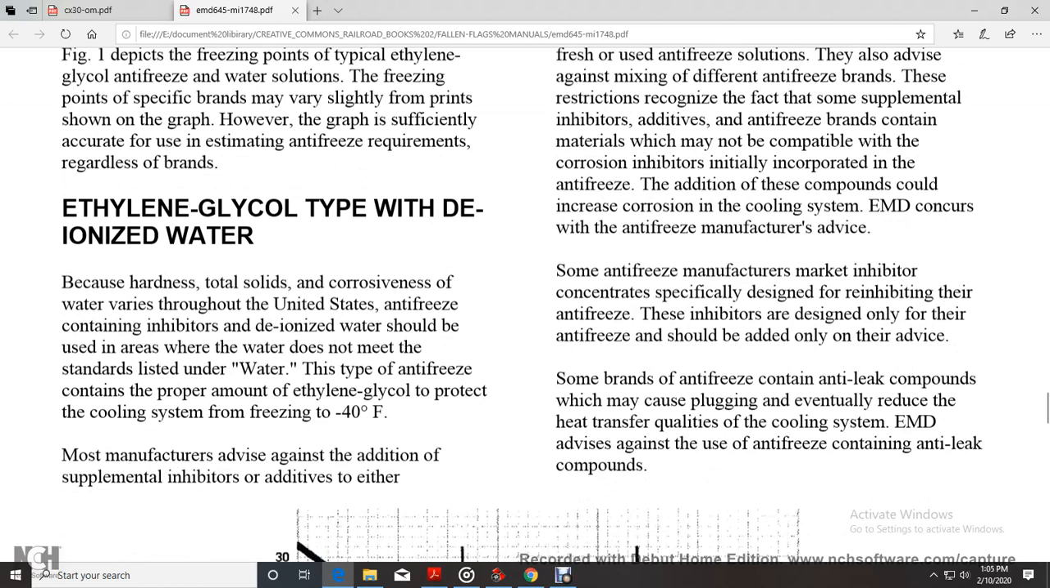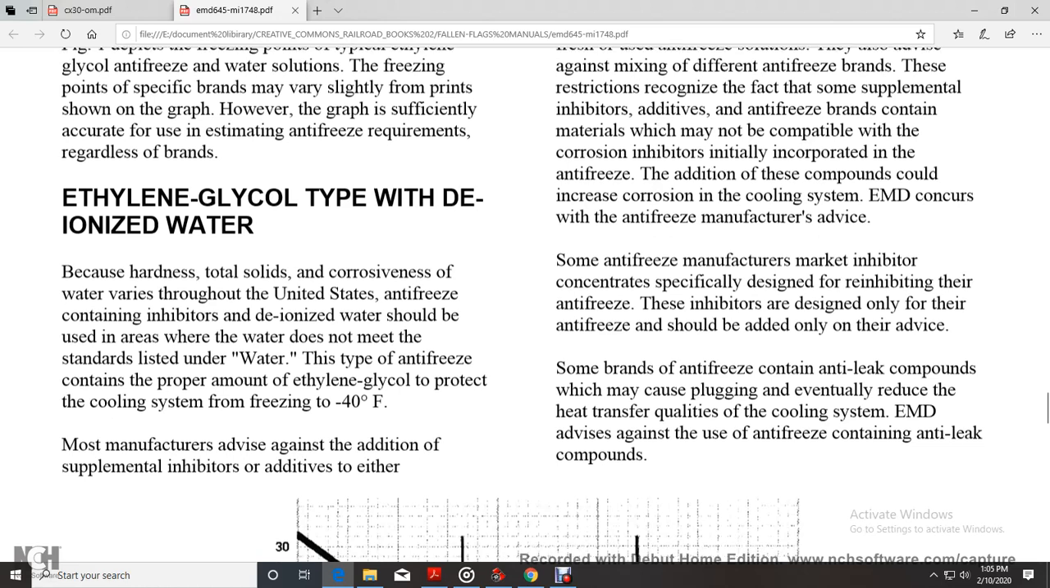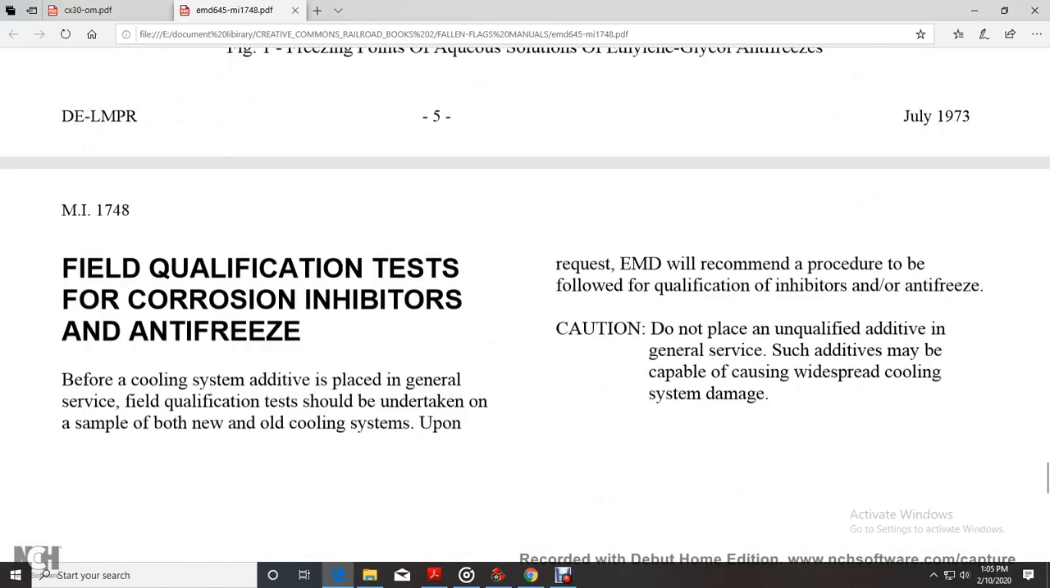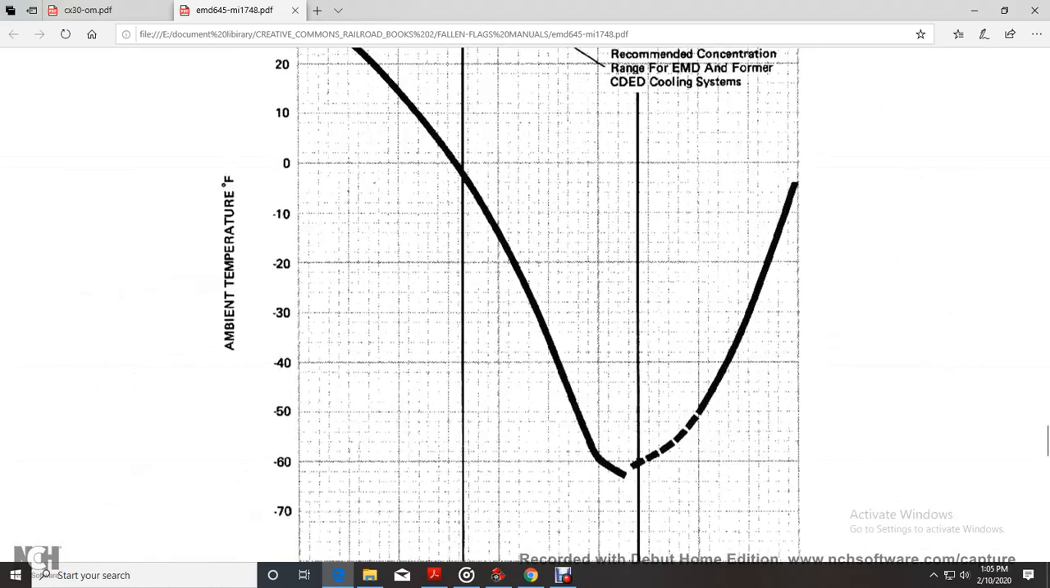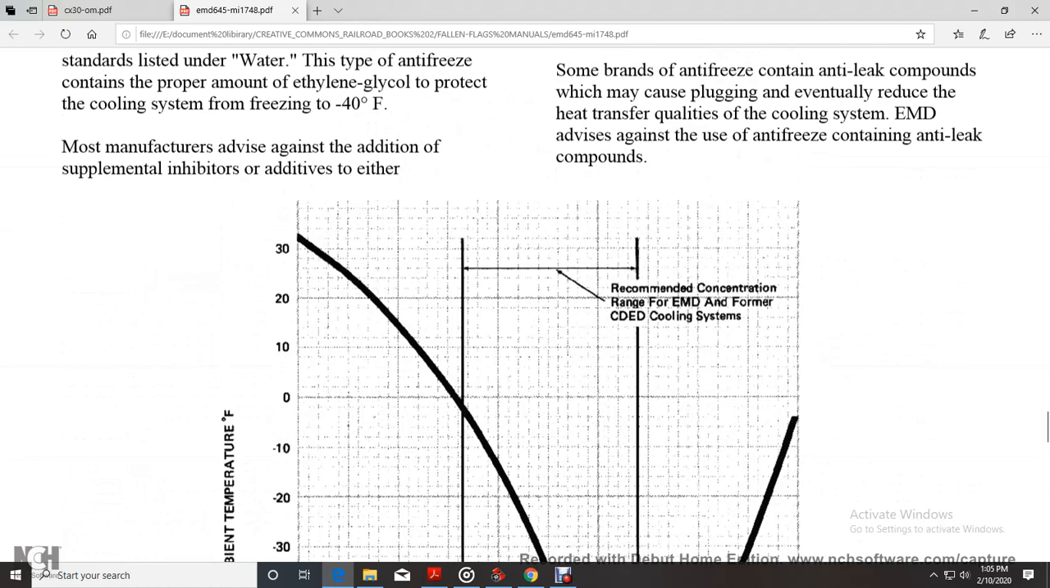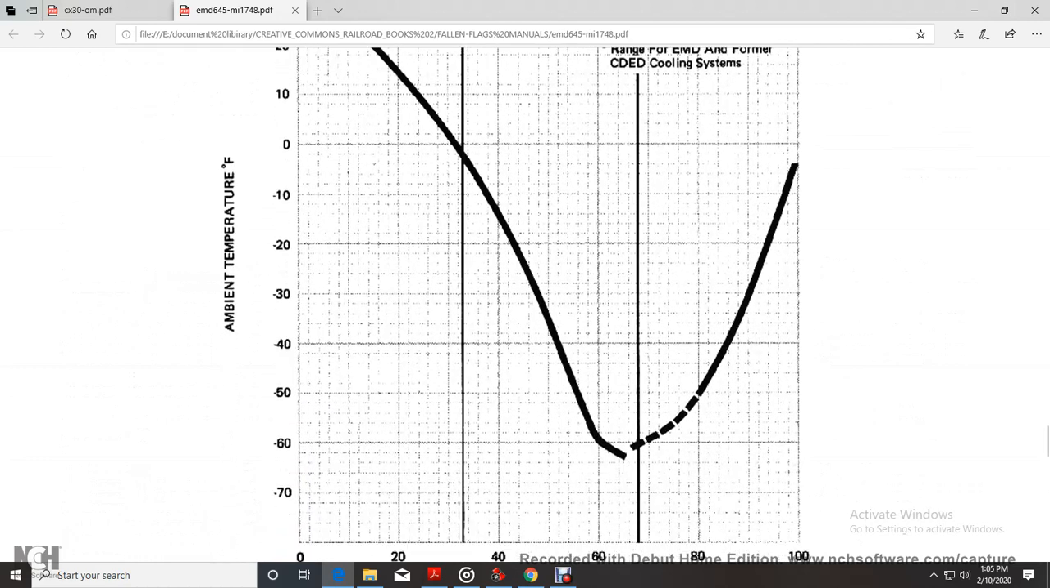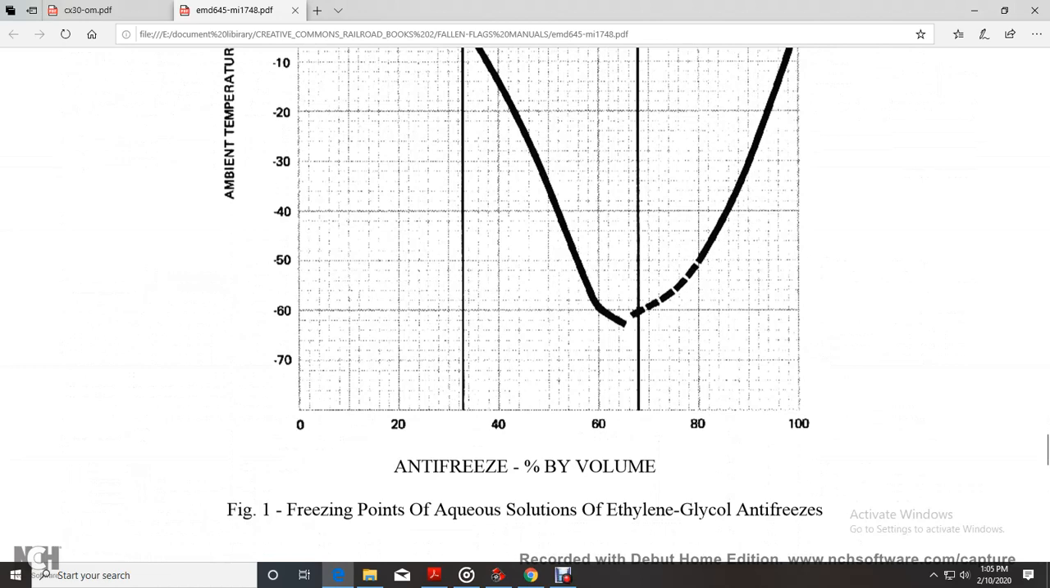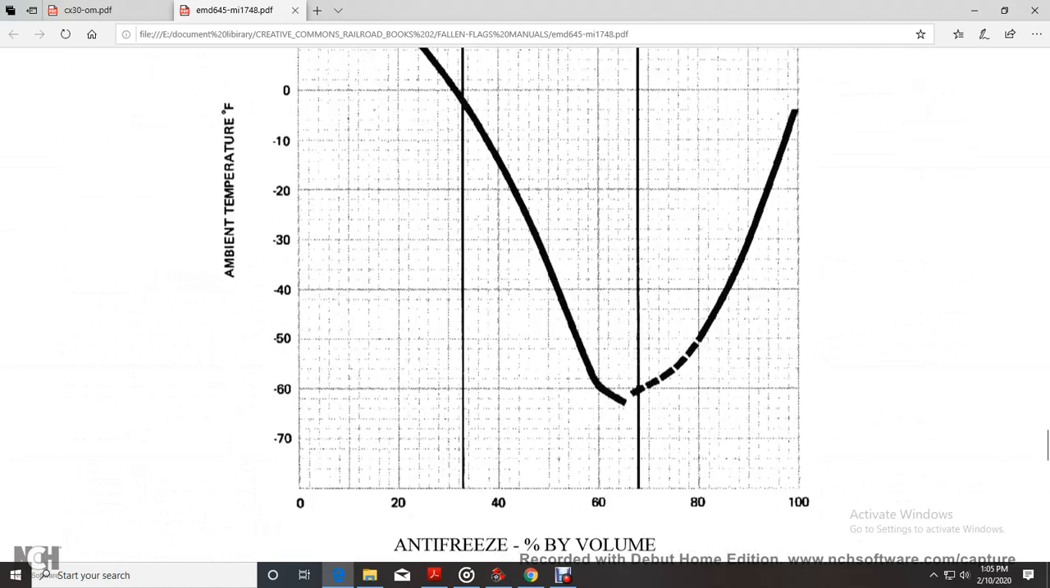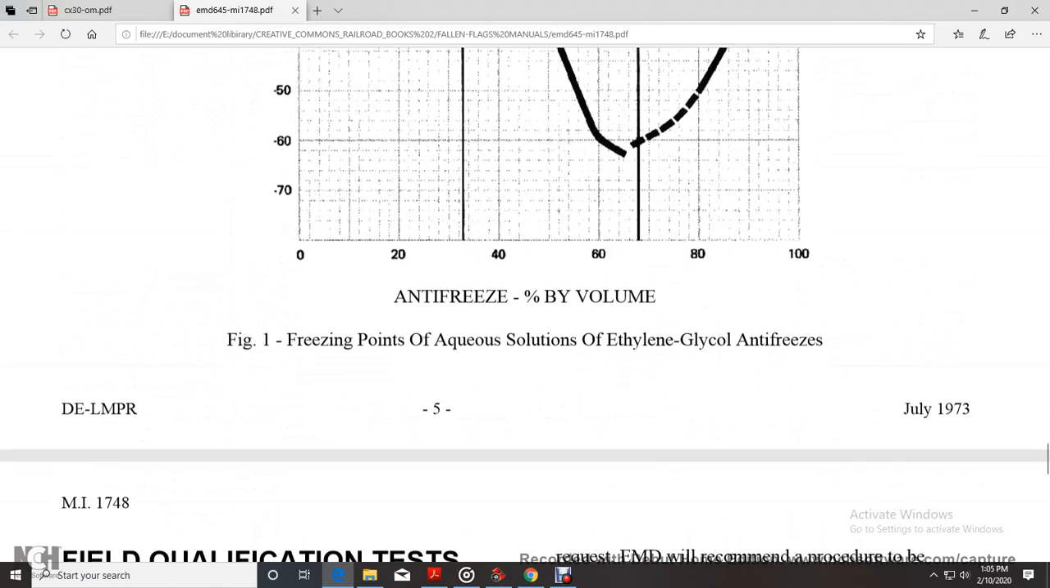Some brands of antifreeze contain anti-leak compounds which, by plugging, eventually reduce the heat transfer quality of the cooling system. Electro-Motive Division advises against antifreeze containing anti-leak compounds. This chart shows the recommended concentration range for Electro-Motive Division cooling systems and their antifreeze percentage by volume, with ambient temperature in Fahrenheit on the side and antifreeze by volume.